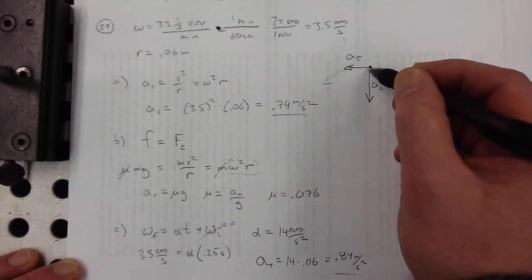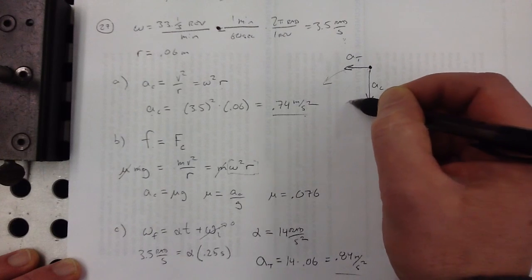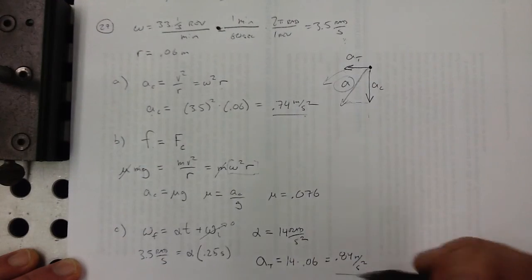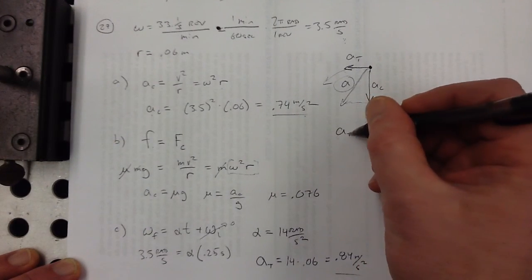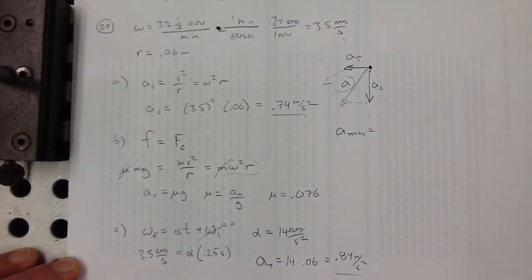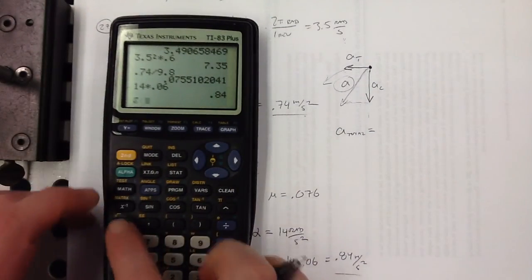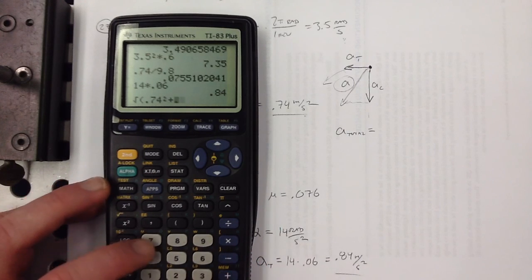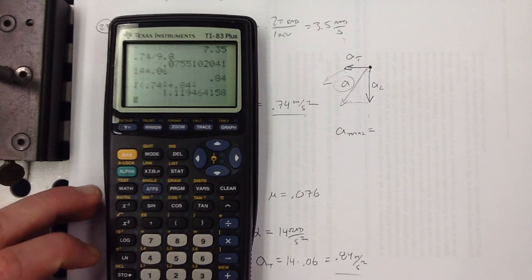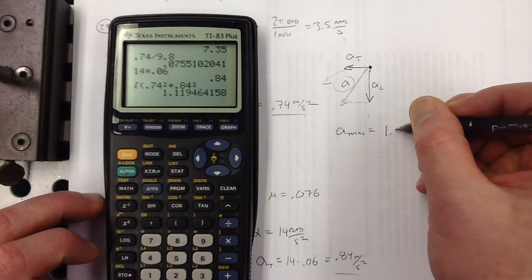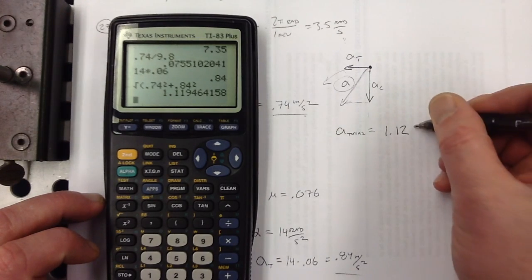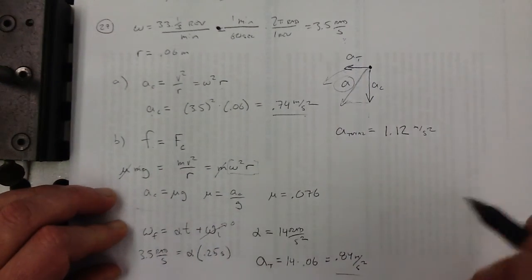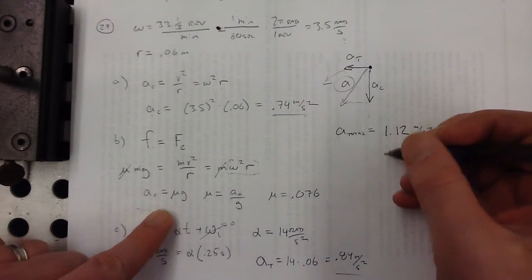So if you add those together, you move this one to here, this is the total acceleration here. So we need to Pythagorize these. So the acceleration total is equal to the square root of 0.74 squared plus 0.84 squared, which is about 1.12 meters per second squared. And now I just need to redo the calculation here to find that coefficient of friction.